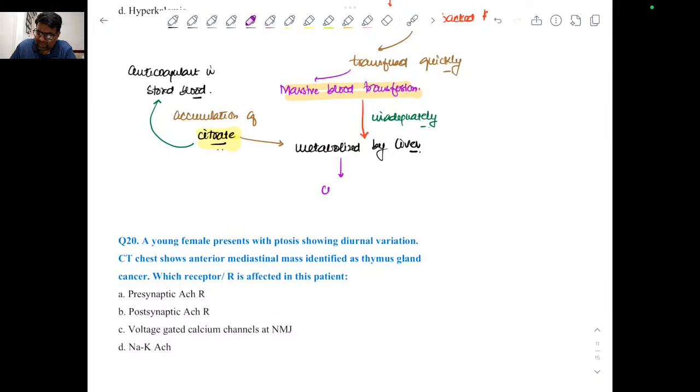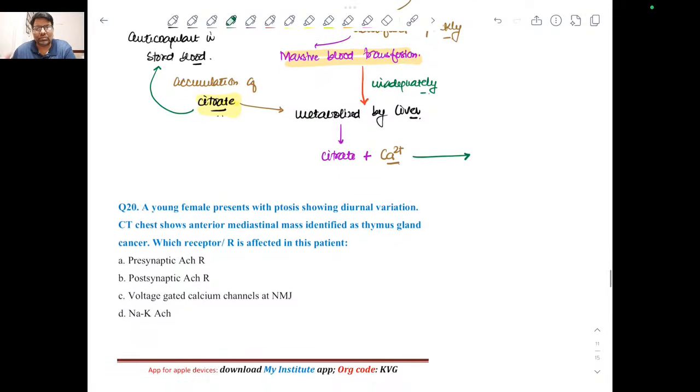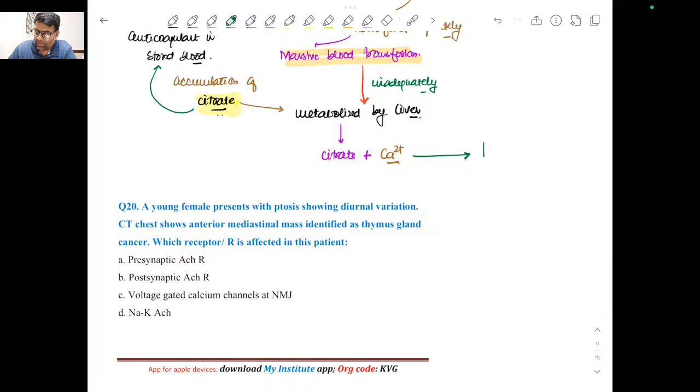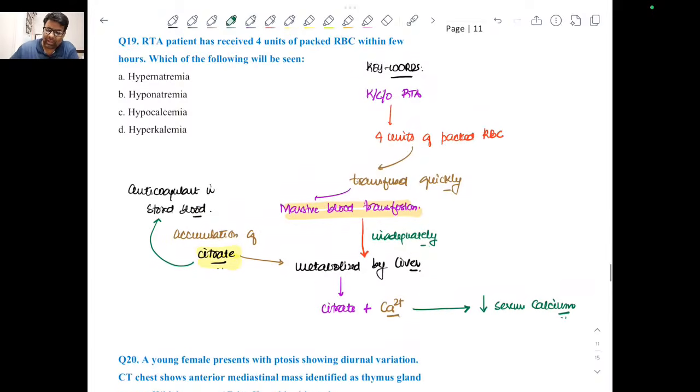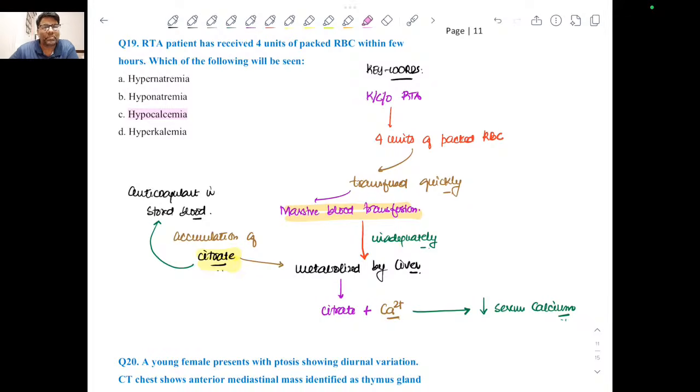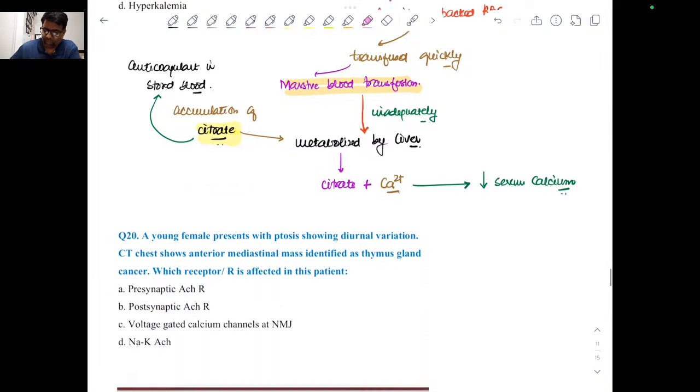So if the citrate is unmetabolized, it has a tendency to bind with calcium. So what will happen? The free calcium will bind to citrate, and therefore the calcium present in the blood will fall, because much of the calcium will bind to citrate. The serum calcium level will fall, and therefore the answer will be hypocalcemia. So in massive blood transfusion, this is the reason why we see hypocalcemia. So next question.